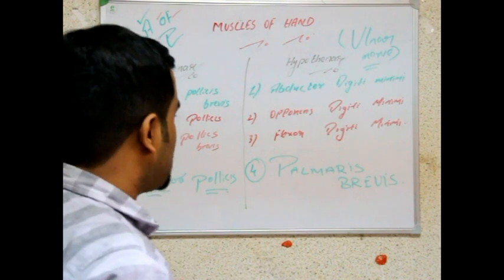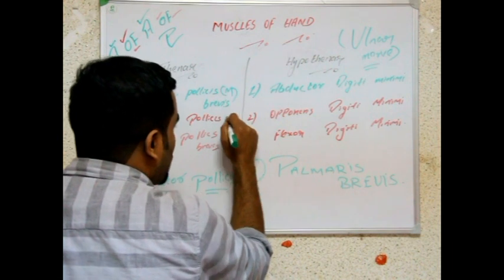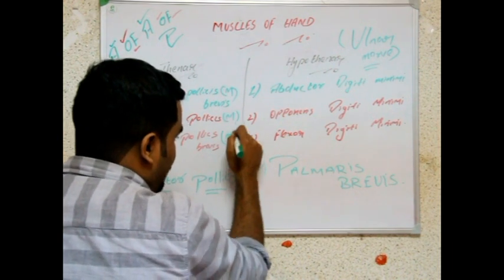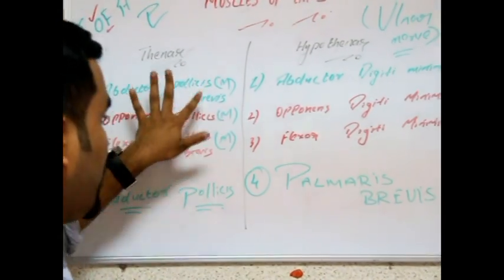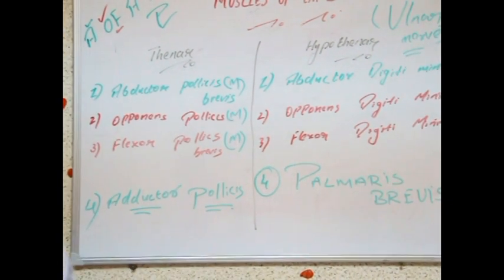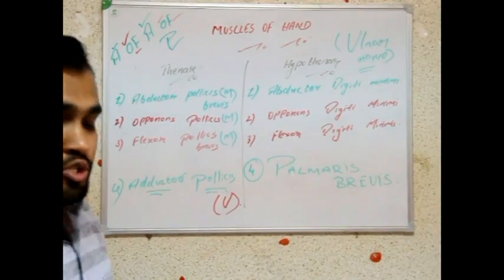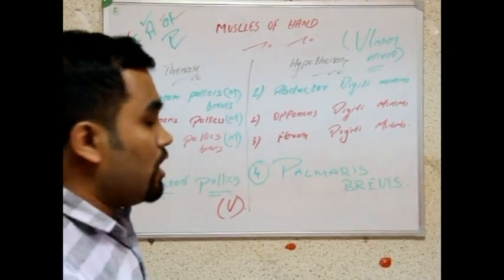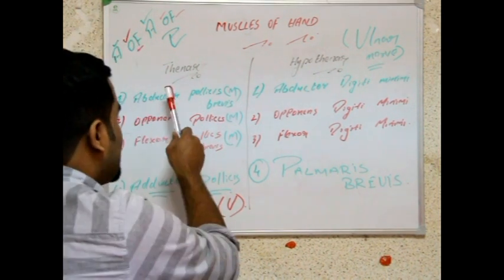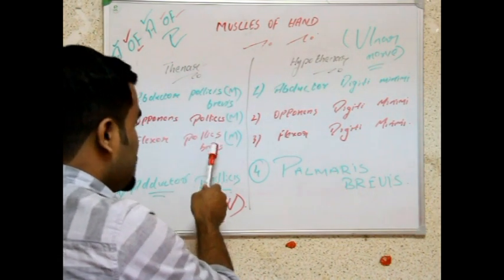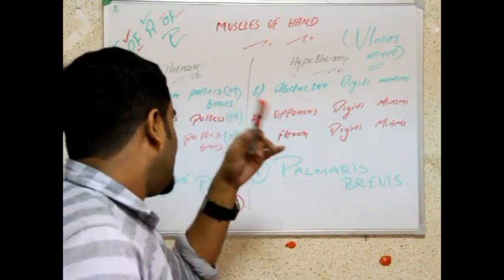Then in thenar side, we have first three muscles. These are supplied by median nerve. I will explain the nerve supply. Just remember this. All first three thenar muscles are supplied by median nerve, and this adductor pollicis is supplied by ulnar nerve. So these MCQs, how will you get confused? They will give you: the following muscles are supplied by median nerve, and they will give you abductor pollicis, opponens pollicis, flexor pollicis, and a muscle from the hypothenar side. So you must be clear about both muscles.